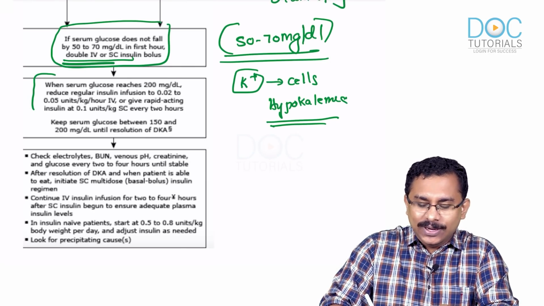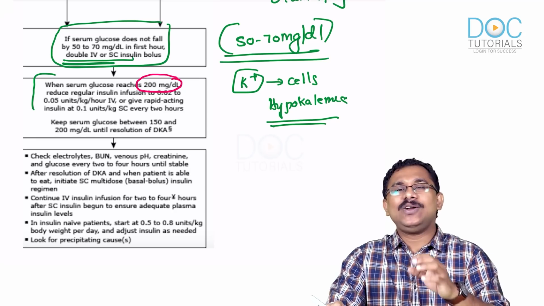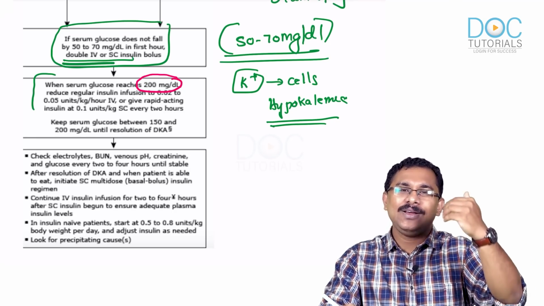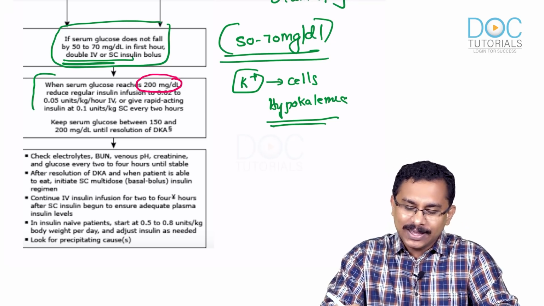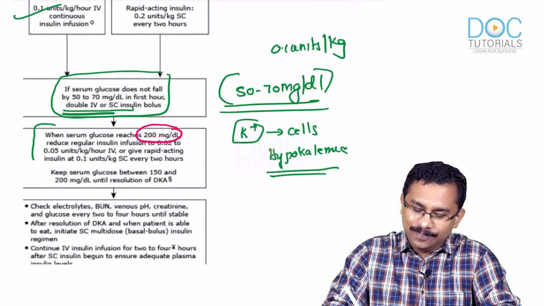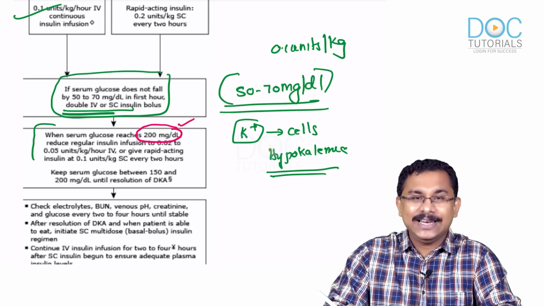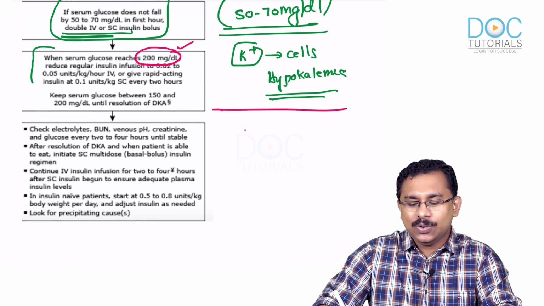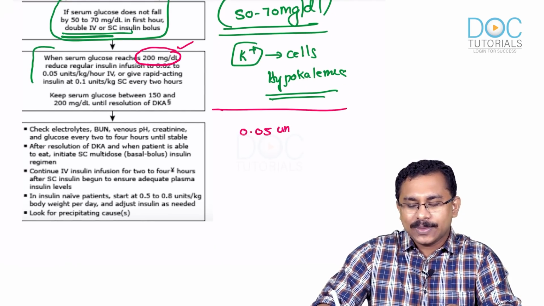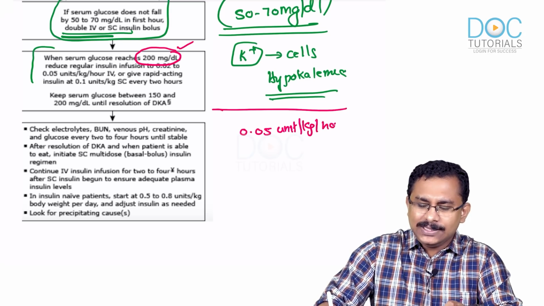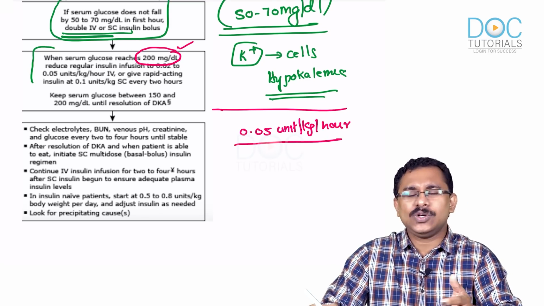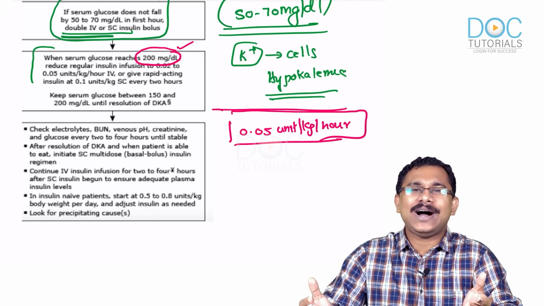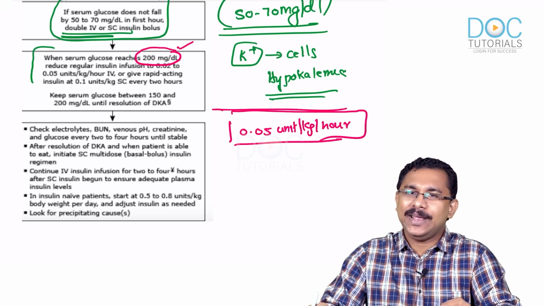Now, when you go according to an infusion and suppose the blood glucose reaches 200, okay, so you have gone with an insulin infusion at 0.1 unit per kg per hour, and the blood glucose has reached around 200 milligram per deciliter. In that case, you can reduce the insulin infusion dose to around 0.05 units per kg per hour. Sometimes even 0.02 also, but in general, you go for half the infusion rate. Why do you halve it? Because otherwise the patient may develop hypoglycemia.